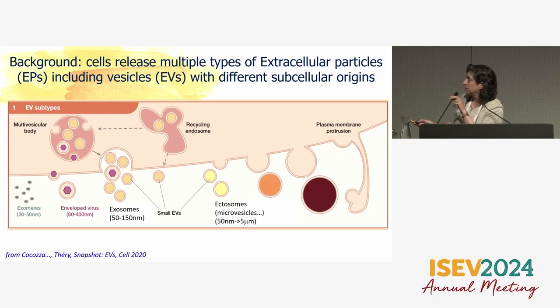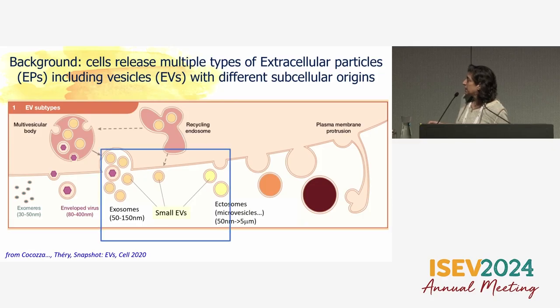Then you have these vesicles that form first inside internal compartments that contain intraluminal vesicles, the multivesicular bodies. When these multivesicular bodies fuse with the plasma membrane, their intraluminal vesicles are released outside, and that's what's called exosomes. What this slide also illustrates is that the size of exosomes is constrained, limited by what we observe as the size of intraluminal vesicles of multivesicular bodies.